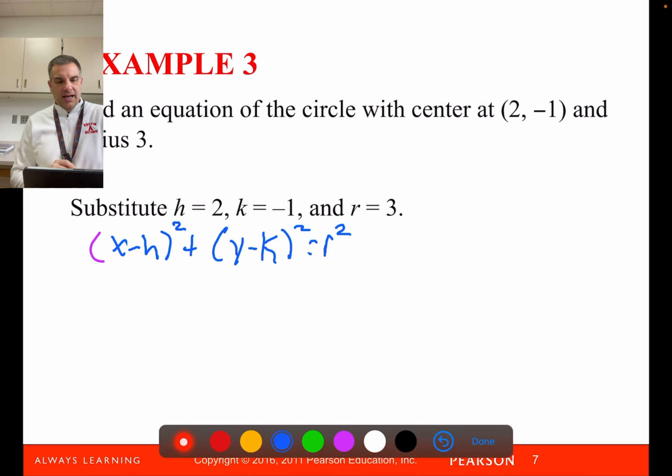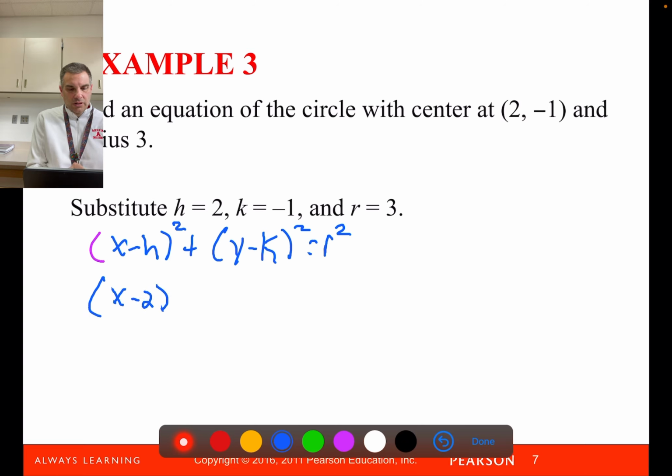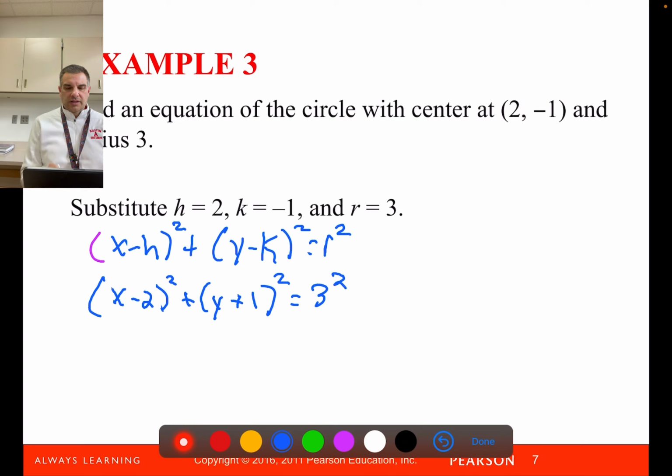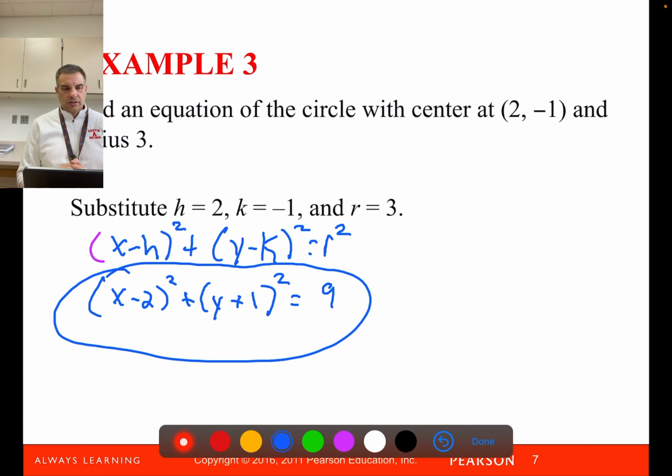We'll substitute my h with a 2. That gives me (x minus 2) squared plus (y minus, and we're going to substitute our k with minus 1. So instead of y minus 1, this will actually be (y plus 1) squared, equals 3 squared. And of course we want to work that out, and 3 squared is just 9. And there's our solution. That's the equation of the circle.